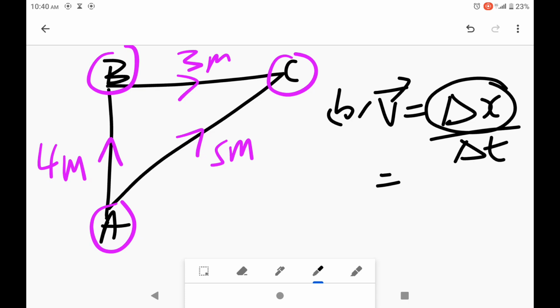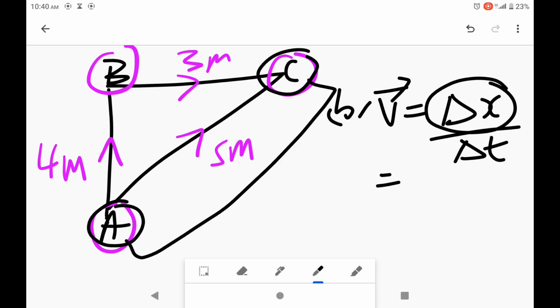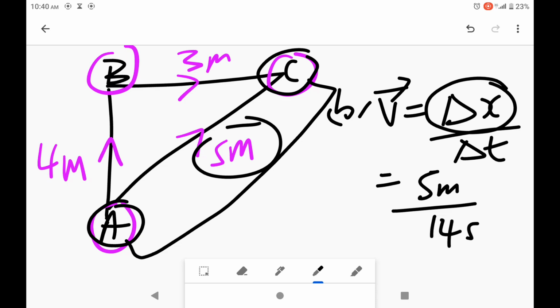So the displacement, this person is cycling from A to B and to C. So we know that from A to C, we have the hypotenuse, which is 5 meters. So displacement is going to be 5 meters. Divide by time. Again, time is still the same, it's 14 seconds. So your average velocity is going to be 5 meters divided by 14 seconds.